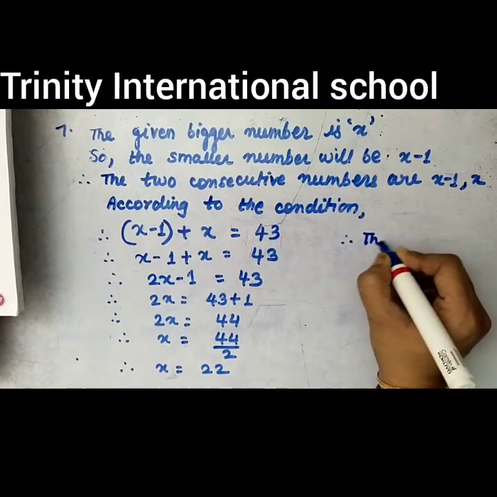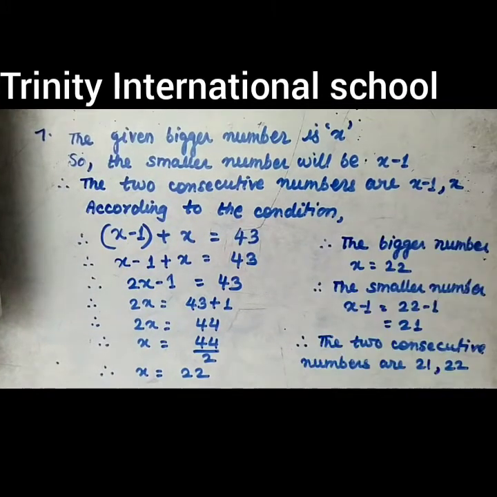Therefore the bigger number x is 22 and the smaller number x minus 1 is 21. So the two consecutive numbers are 21 and 22. This is how you have to solve question number 7.